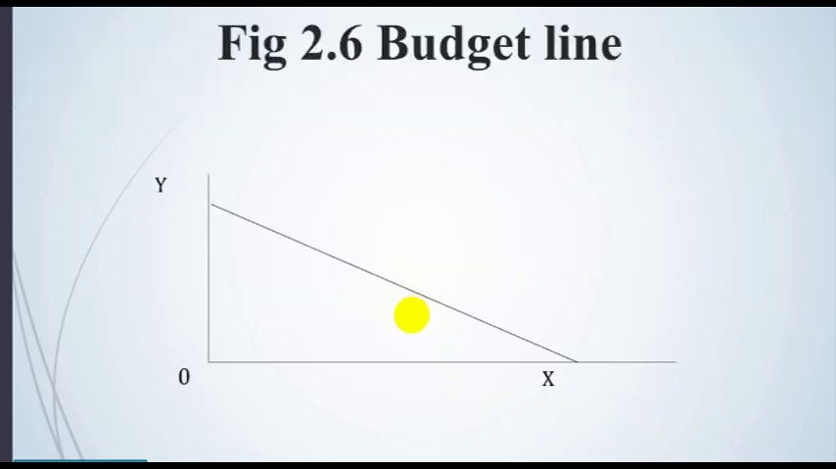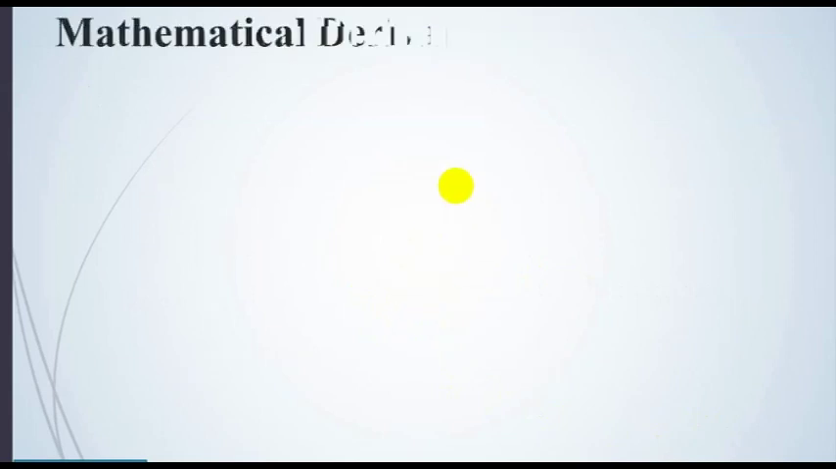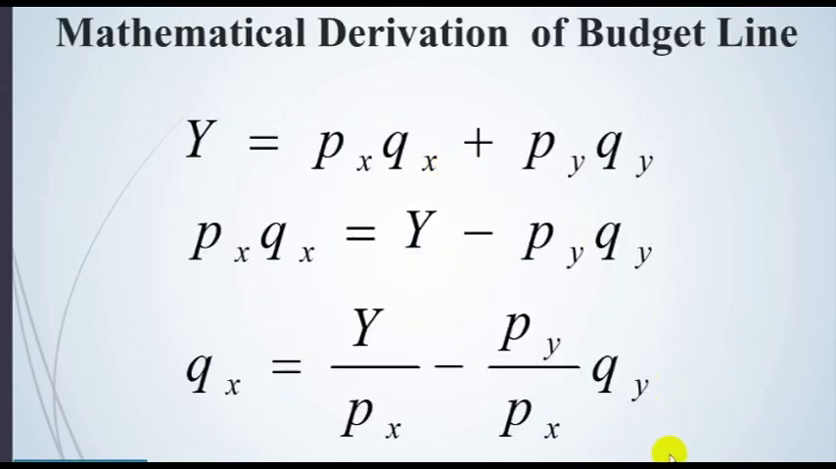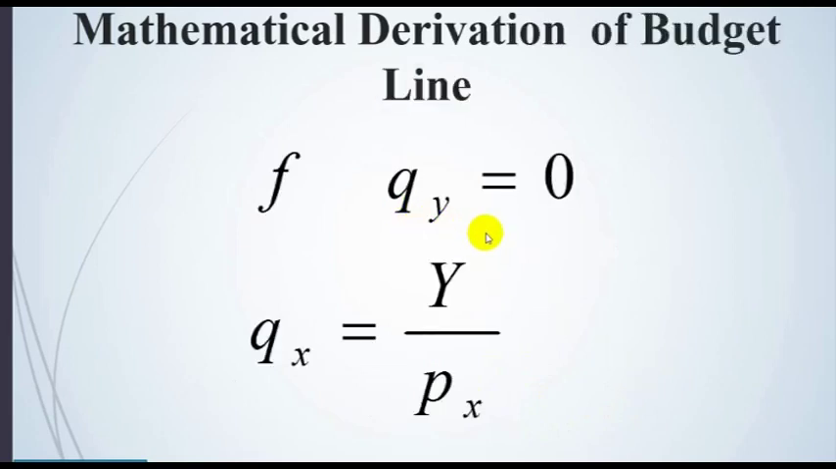Mathematical derivation of budget line. Let a consumer budget constraint be represented thus: Y is equal to Px Qx plus Py Qy. Px Qx is equal to Y minus Py Qy. Qx is equal to Y over Px minus Py over Px Qy. If Qy is equal to 0, Qx is equal to Y over Px.